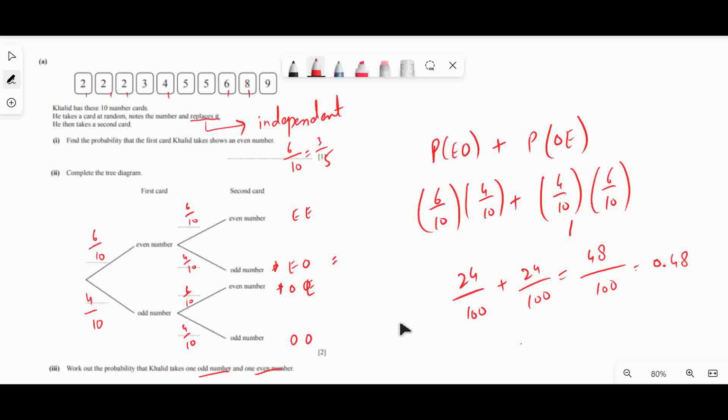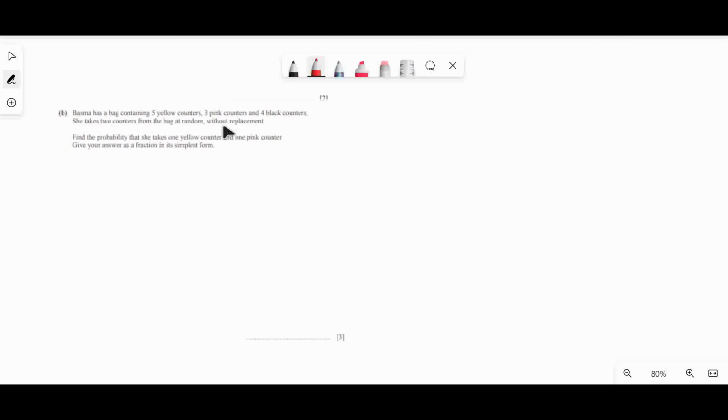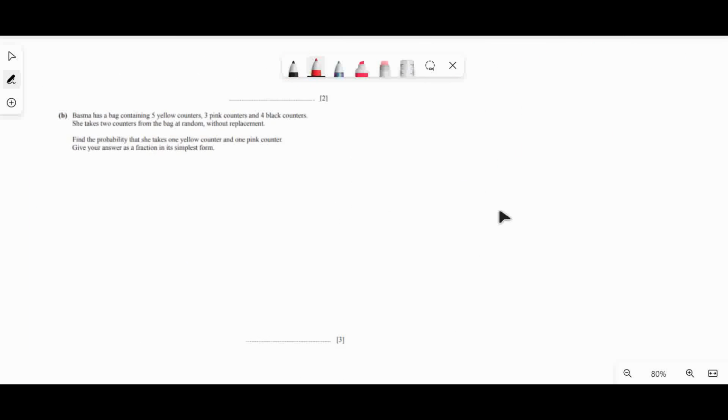Let's move to the next question. Okay, this is the next question. Bisma has a bag containing 5 yellow counters, 3 pink counters, and 4 black counters. So let's see the total counters. Total counters will be 5 plus 3 plus 4, which is equal to 12.